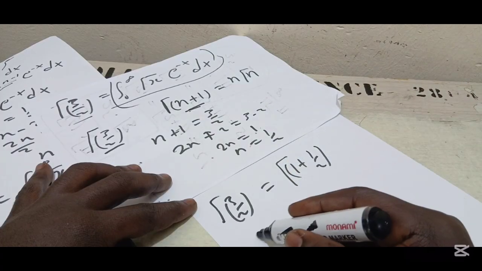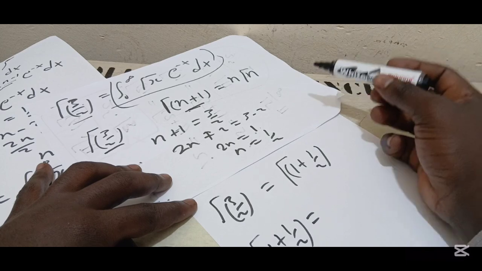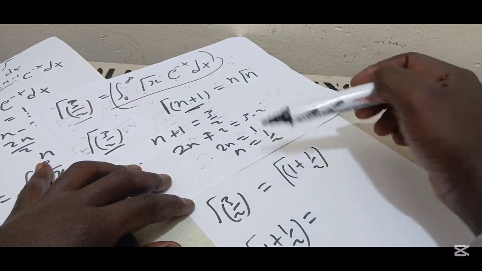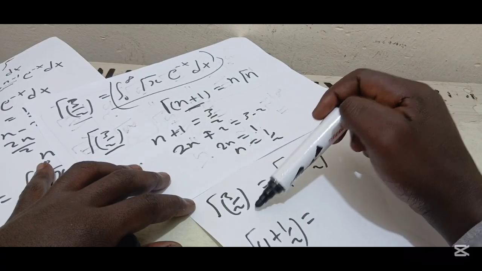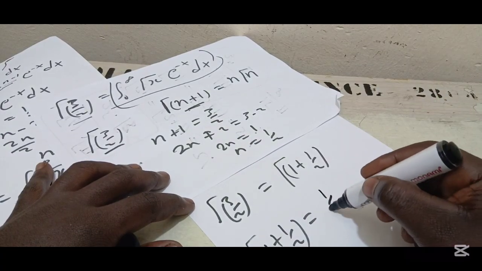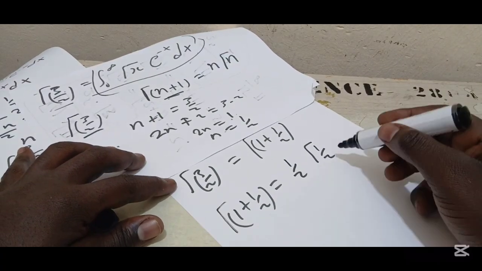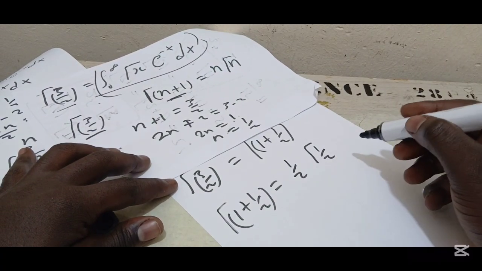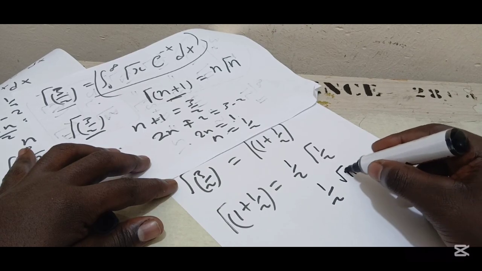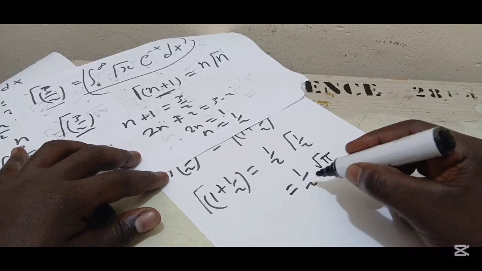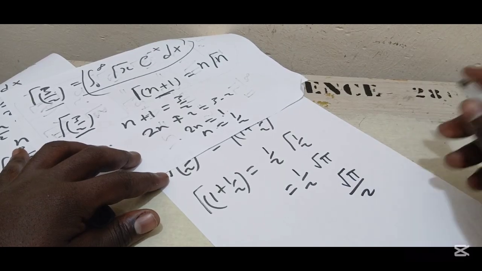Looking at this, gamma 1 plus half equals what? N right here, comparing this formula to this problem, n here is half, right? So we are going to get half gamma half. And gamma half is a constant which is square root of pi. So this is going to be half square root of pi. So simplifying this further, we give our square root of pi all on 2.